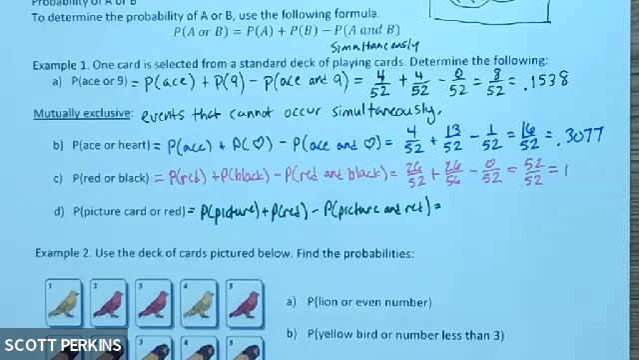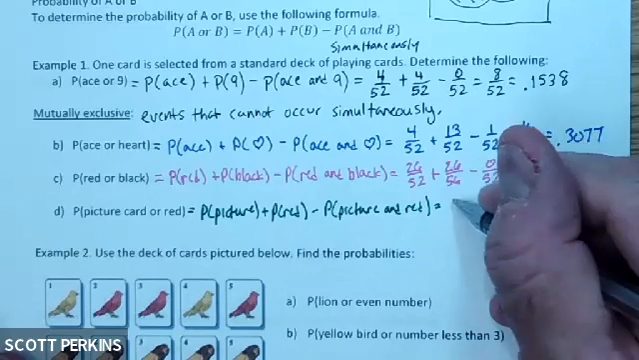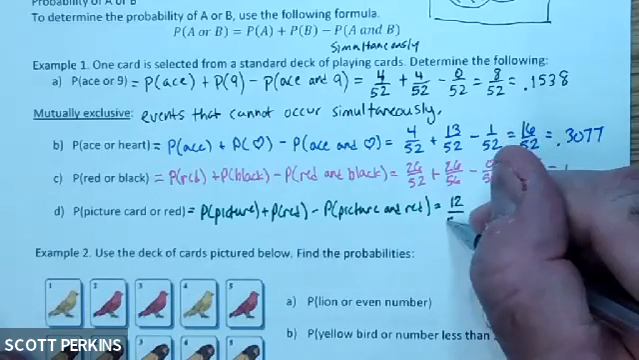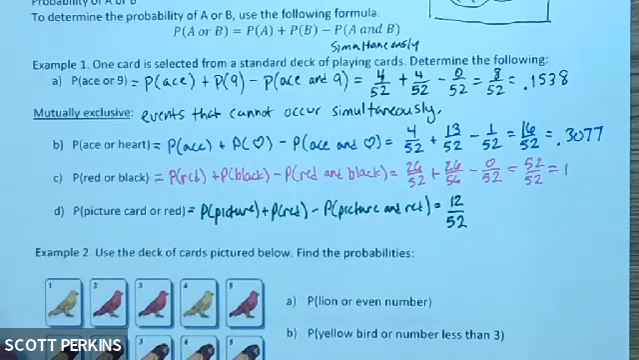Okay. So the next one is the probability of a picture card or a red card. So again, we're going to do the probability of a picture plus the probability of a red minus the probability of a picture card that's red. So how many picture cards? Does anyone remember? Yeah, there's jacks, there's queens, and there's kings of each suit. So that's 12. Again, when you take the test, I will give you the picture of the cards. You do not have to stress about memorizing that.